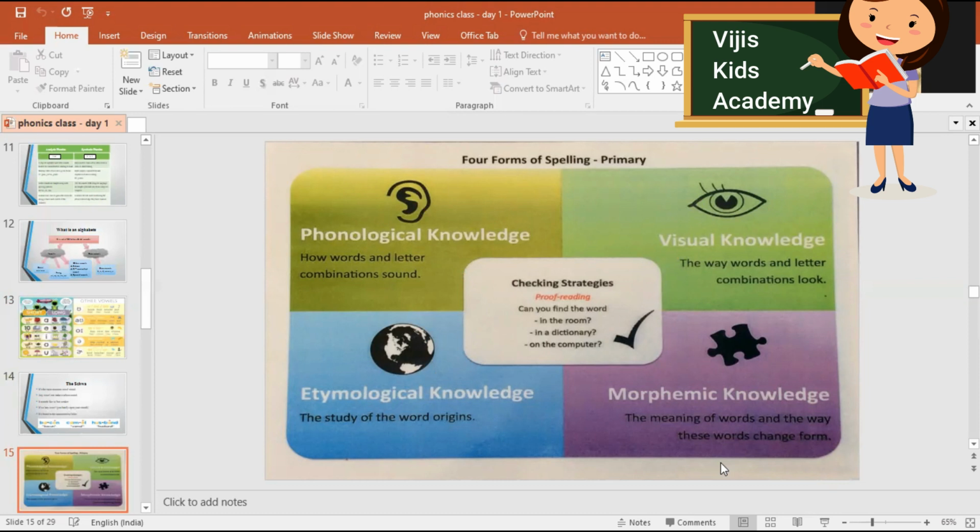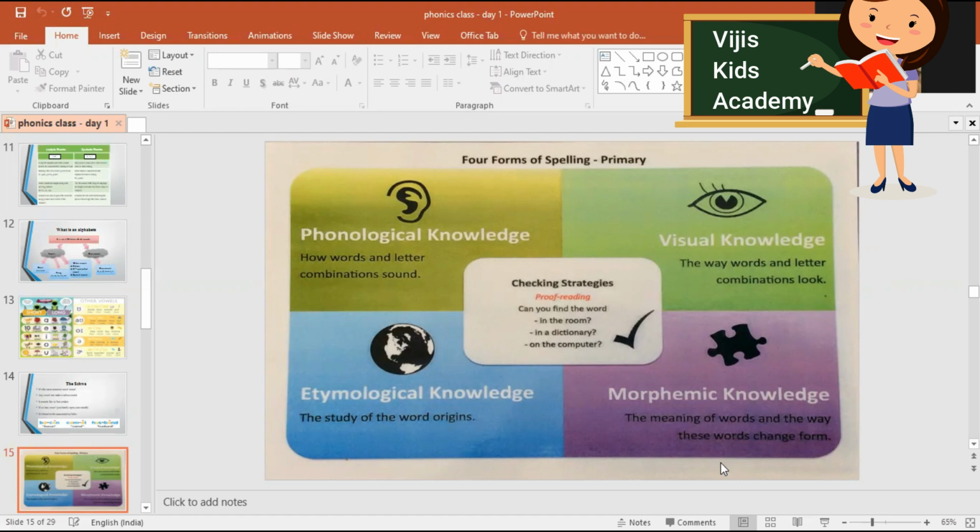The phonological knowledge means if I'm telling the word, they just identify the sound and they can write. The next part is visual knowledge. The words rain, day. Next one, etymological knowledge. It's a rule breaker. Exactly, we can call it a rule breaker. Even though we learn all the rules, there will be a rule breaker which we cannot spell through the sound or through the rule. Okay, that one is called etymology.